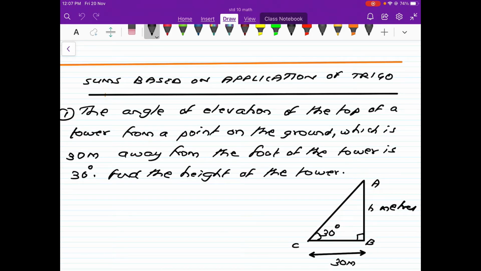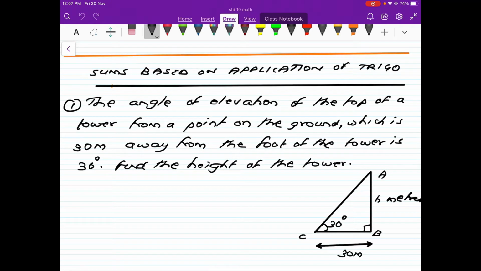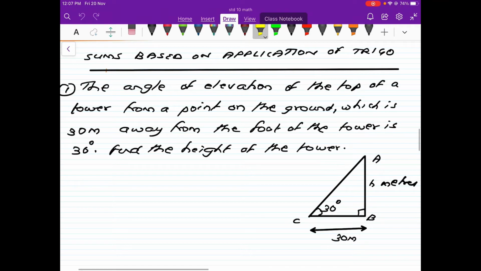So this is the first, a very simple sum. The angle of elevation of the top of a tower from a point on the ground which is 30 meters away from the foot of the tower is 30 degrees. You have to find the height of the tower. So this is the tower. So we will just start doing this sum.